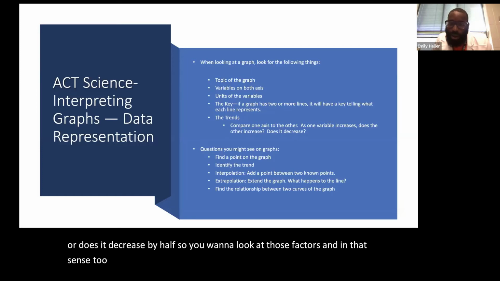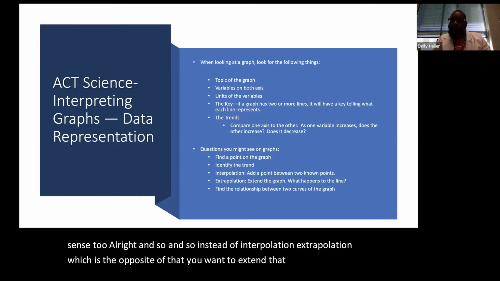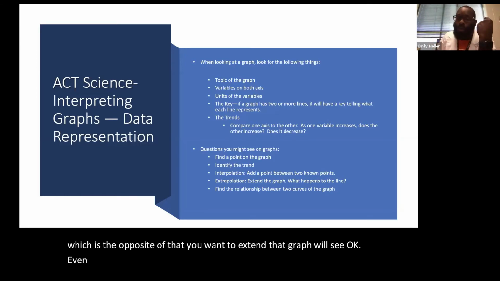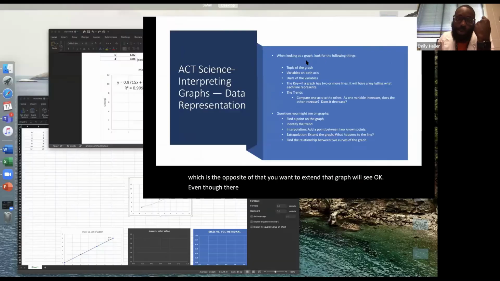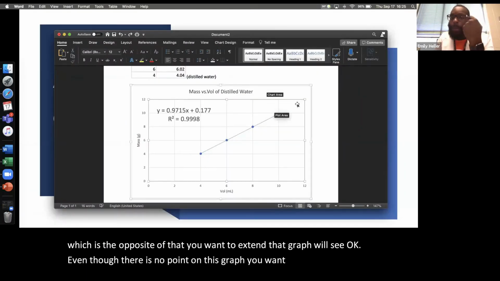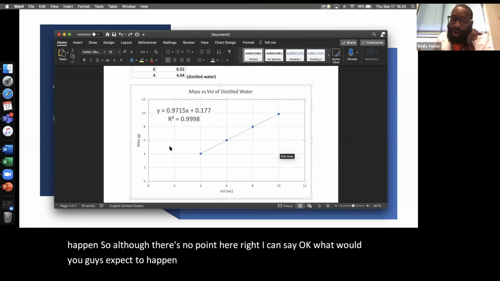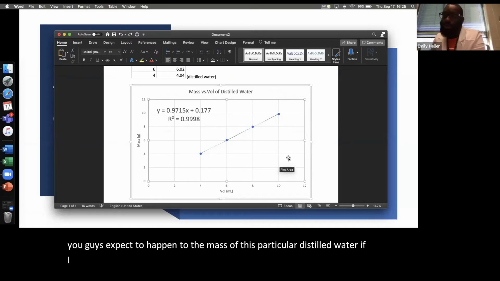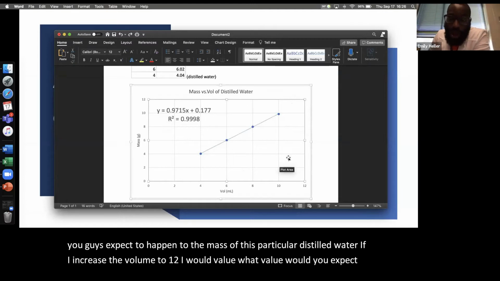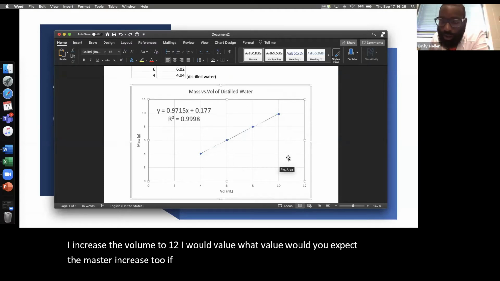And so instead of interpolation, you're doing extrapolation, which is the opposite of that. You want to extend that graph. You want to say, okay, even though there is no point on this graph, you want to predict what will happen. So although there's no point here, what would you guys expect to happen to the mass of this particular distilled water if I increase the volume to 12? What value would you expect the mass to increase to if the volume increased to 12 milliliters?